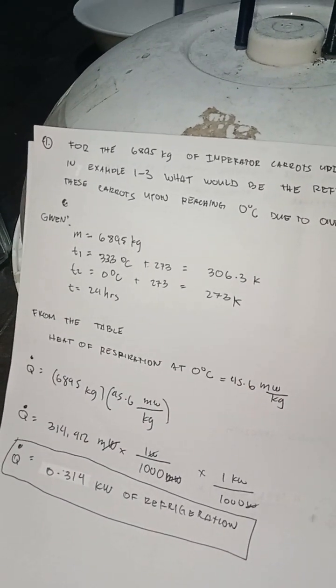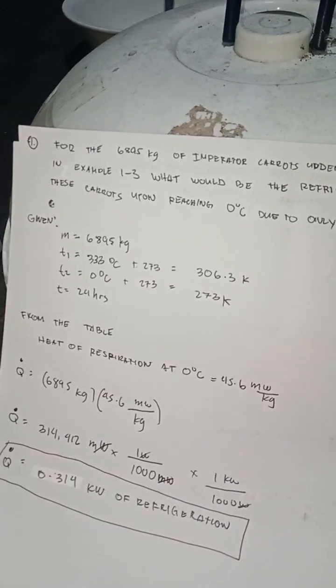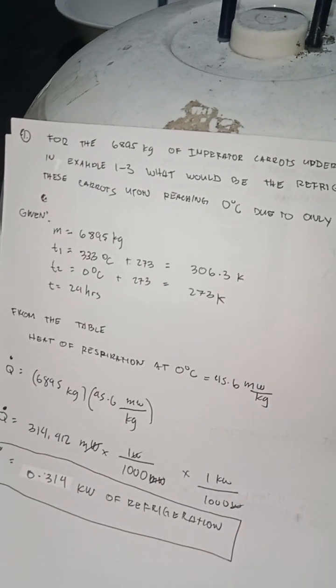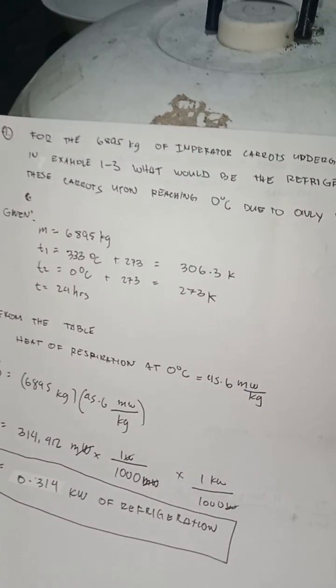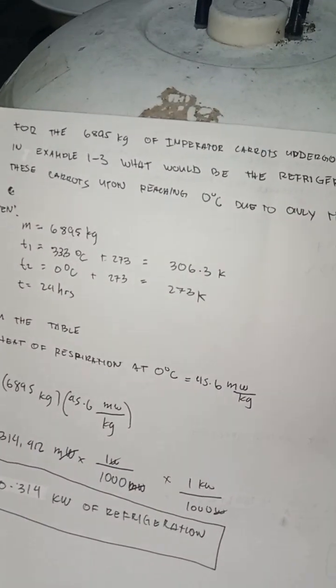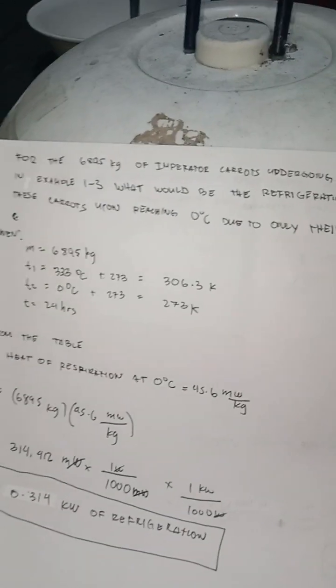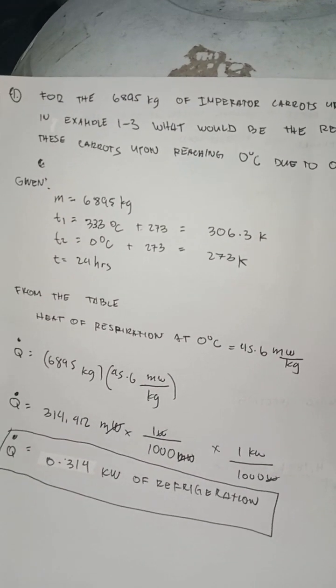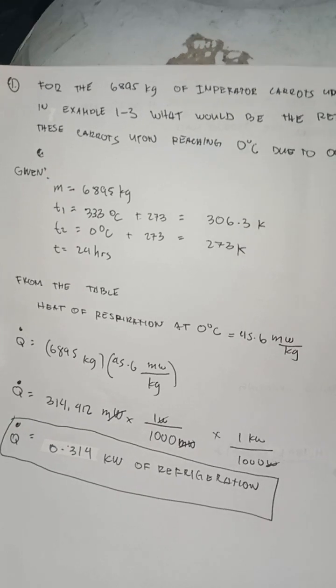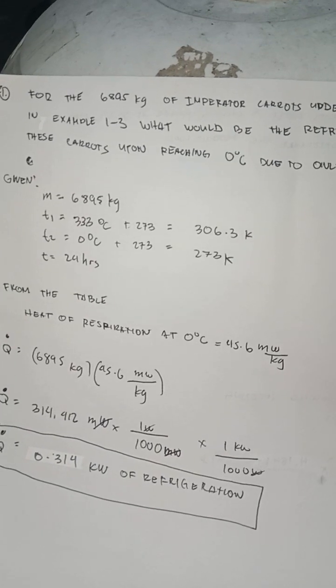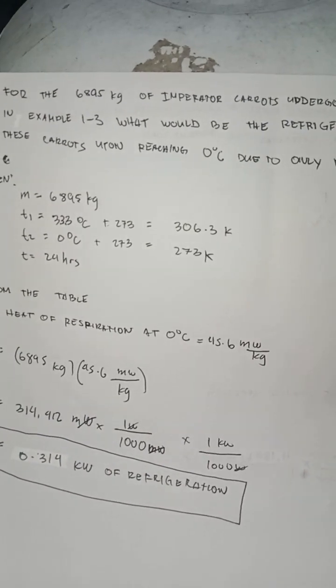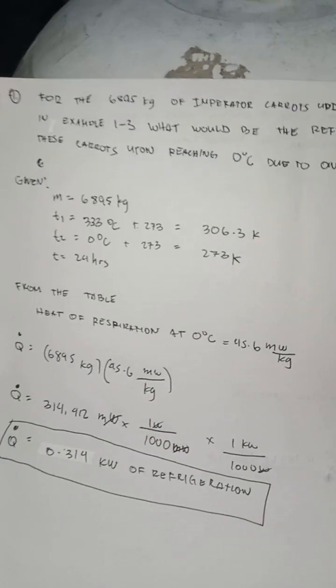Given the mass is 6,895 kg, T1 33.3 degrees Celsius plus 273 equals 306.3 Kelvin. And this is 0 degrees Celsius plus 273 equals 273 Kelvin. Time is 24 hours. From the table, heat of respiration at 0 degrees Celsius equals 45.6 mW per kilogram.